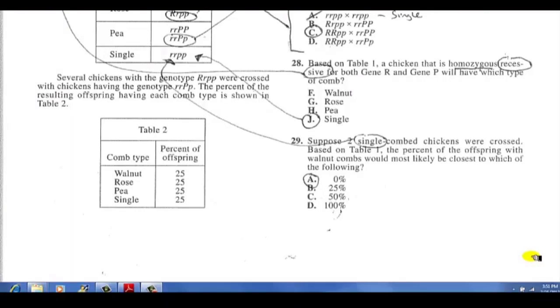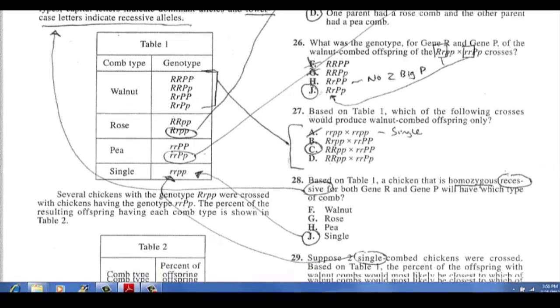Test 70A Science Practice Problem number 29. Number 29 reads, suppose two single-combed chickens were crossed. Based on Table 1, the percent of the offspring with walnut combs would most likely be closest to which of the following? First thing we want to do here is go to Table 1. Here is Table 1.